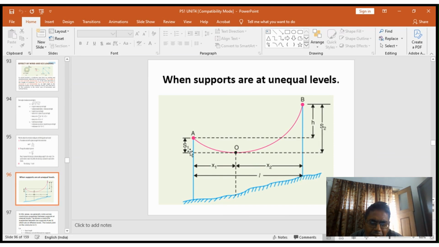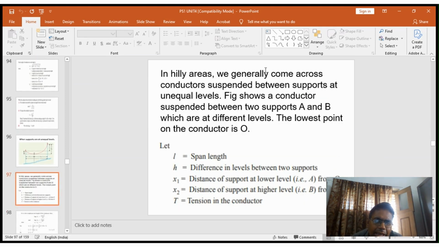S1 is the sag at the lowest point, S2 is the sag at the highest point, and h is the level difference, equal to S2 minus S1. This is when two supports are at unequal heights. In hilly areas, we generally come across a conductor suspended between two supports at unequal levels. The figure shows the conductor suspended between supports A and B, which are at different levels.